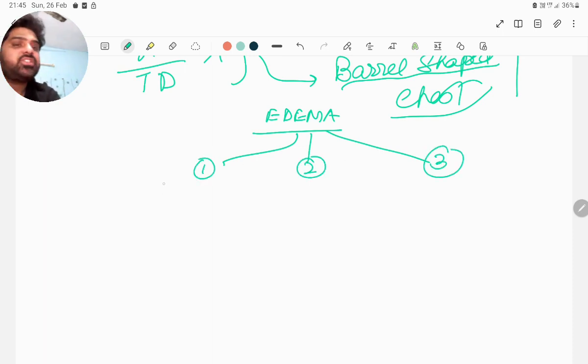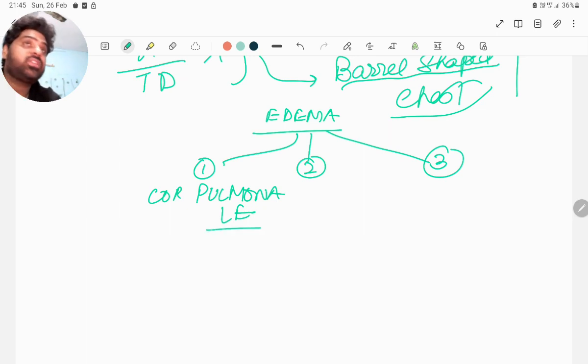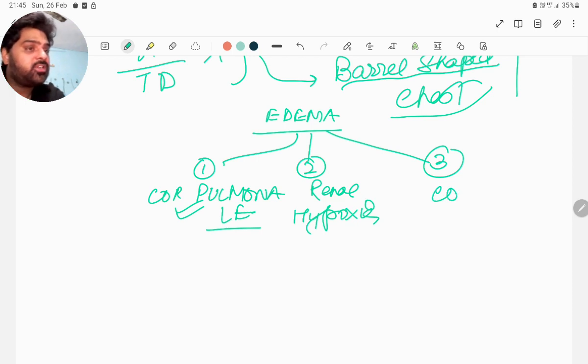The first reason is, of course, cor pulmonale, as I have already told, that it is the right heart failure secondary to a lung problem, but that lung problem should not be congenital. And also the right heart failure secondary to the left heart failure is not taken as cor pulmonale. Second is renal hypoxia. Second cause, they say, renal hypoxia. And the third cause, they say, is increased CO2.